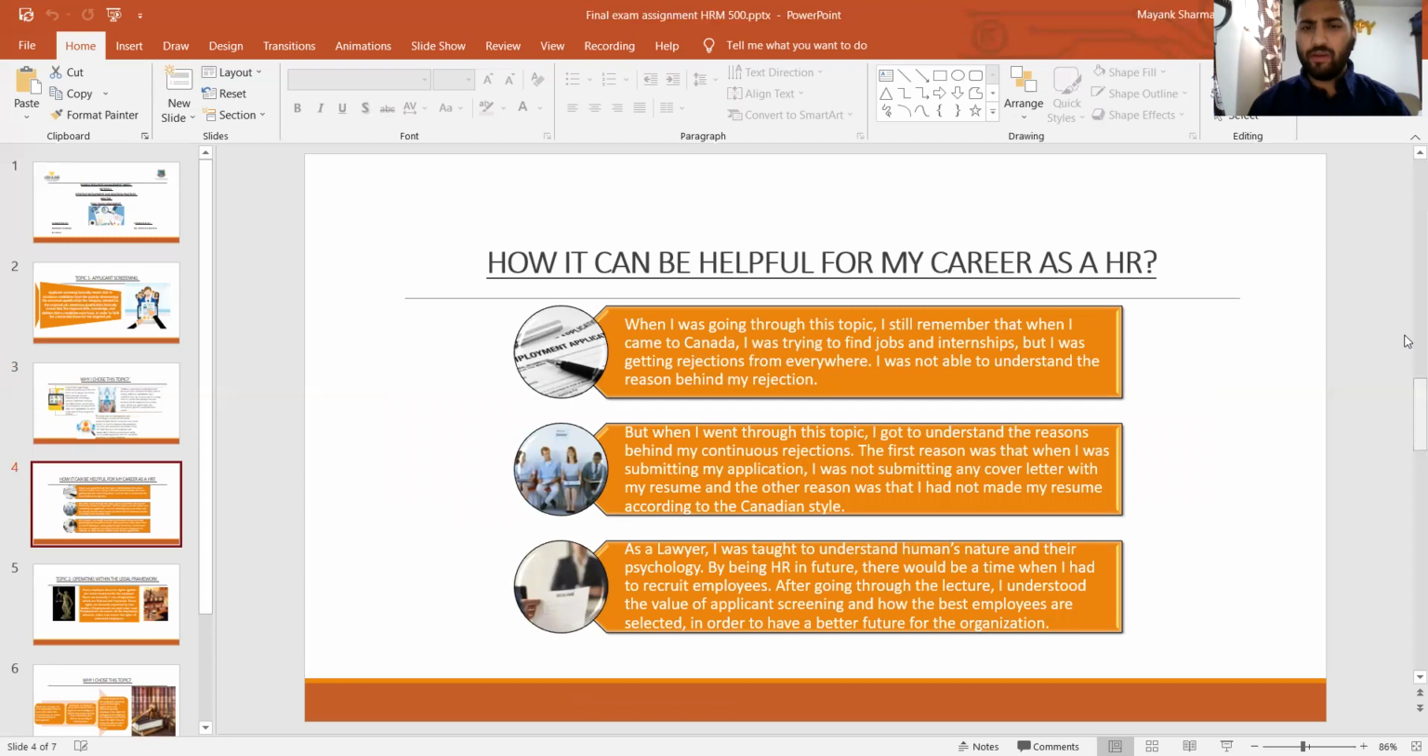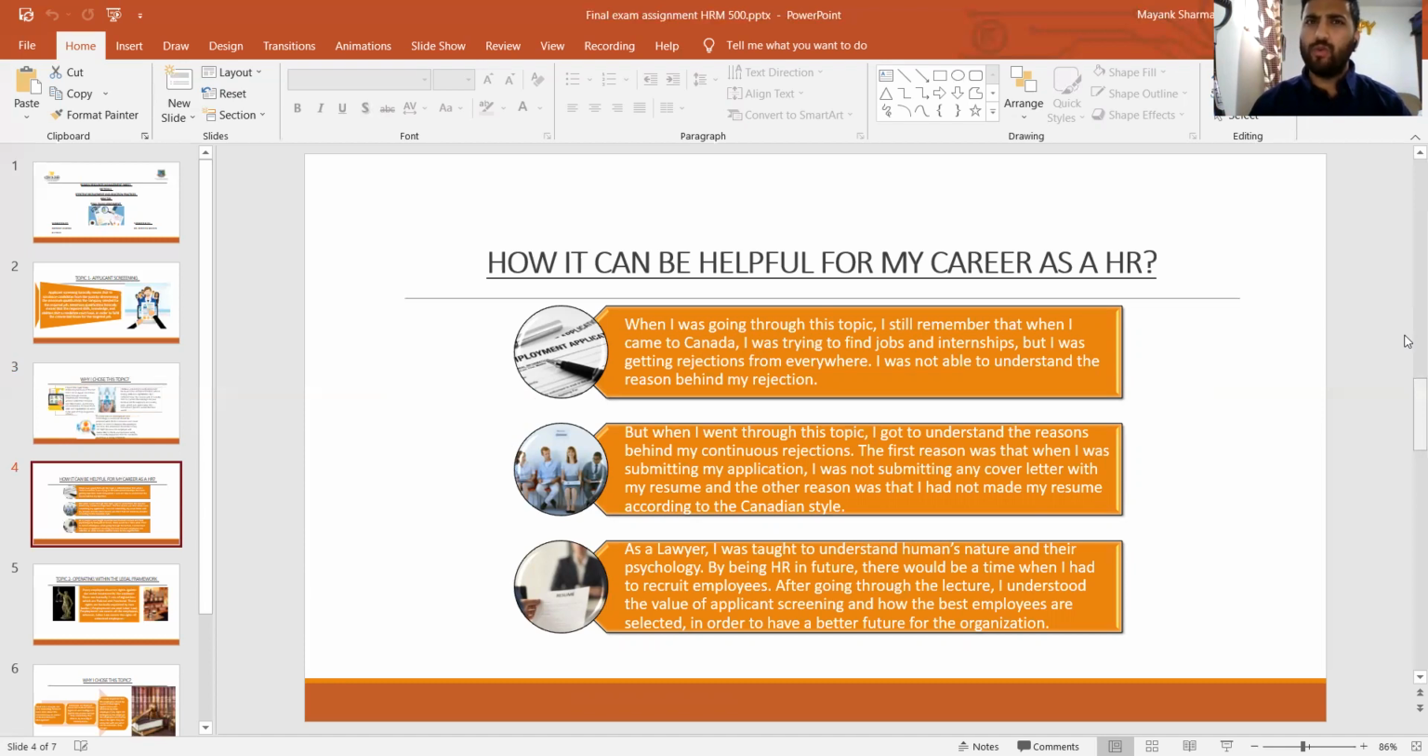Another thing I feel when I went through this topic is that a person should know about another person's nature and psychology. As a lawyer too, I was told to understand human nature and psychology. So if I am an HR in the future, I would be recruiting employees, and I should know who the best employees are that fit the perfect job role.